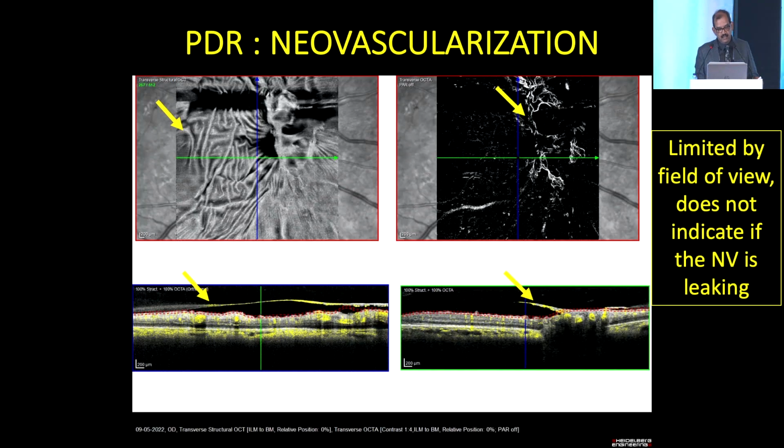So this is a patient with proliferative diabetic retinopathy. Here you can see this vitreoretinal interface is showing this yellowish color, which indicates that the flow is present here. And on the en face map, how beautifully it demonstrates the presence of neovascularization. But it does not indicate whether the neovascularization is leaking or not.